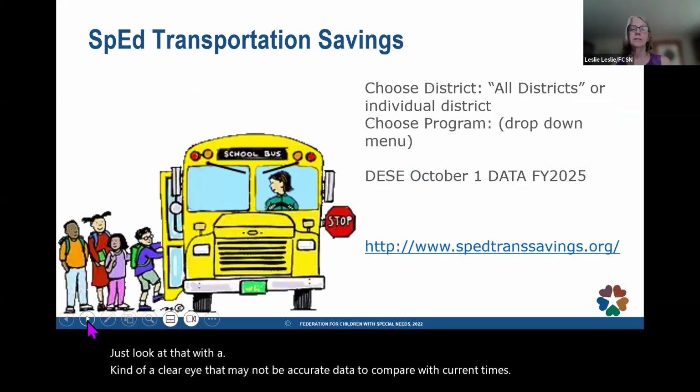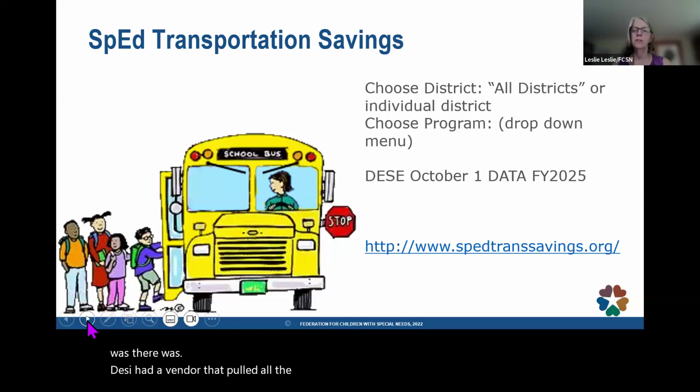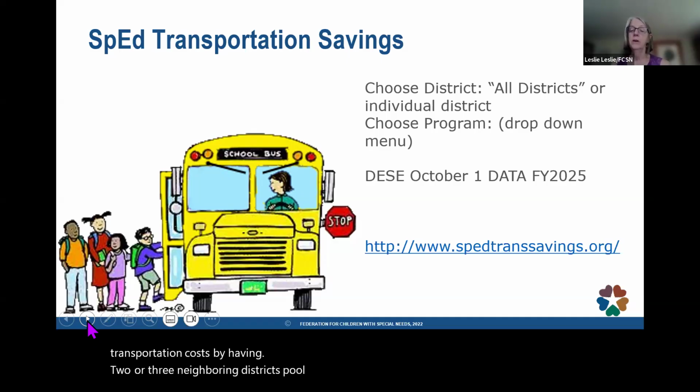One other last place to find some interesting data is around transportation. What happened was DESE had a vendor that pulled all the information from all the districts where they were sending students to out-of-district placements or collaboratives. The goal was to save on transportation costs by having 2 or 3 neighboring districts pool together to fund a van, maybe to go to one of the Chapter 766 schools.